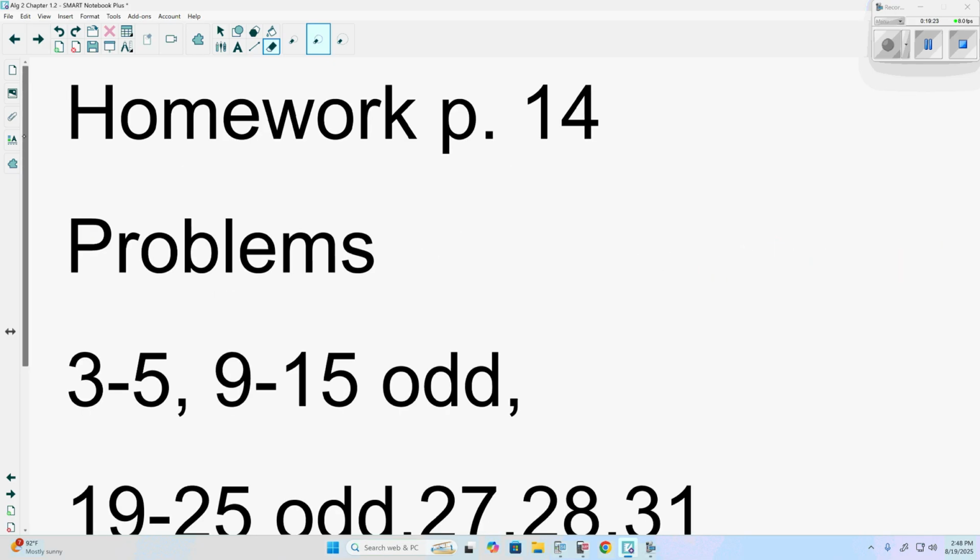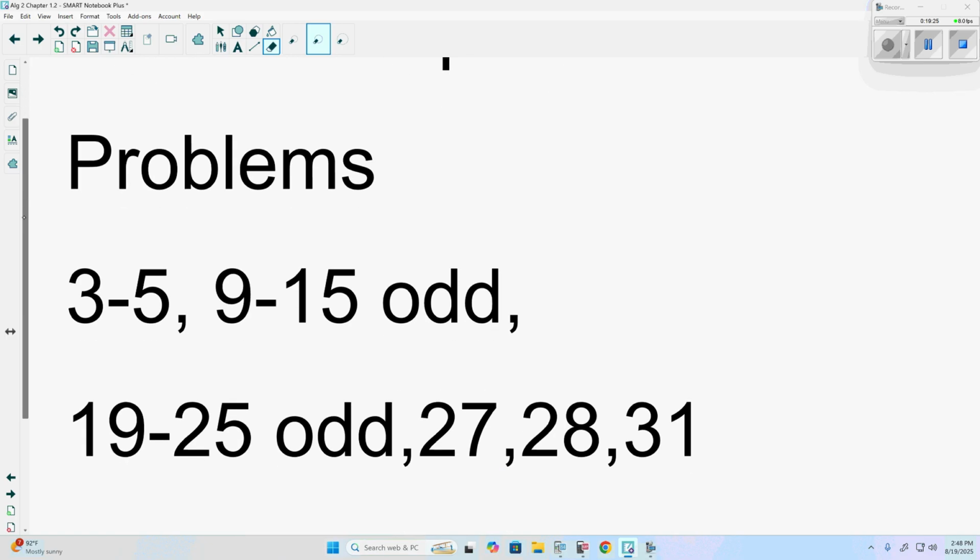Homework: problems 3 through 5. You're naming what type of function it is, what parent function it belongs to, and describing the transformation. That's all you're doing. Then 9 through 15 odd, so 9, 11, 13, 15. Name the parent function. Describe the transformation.